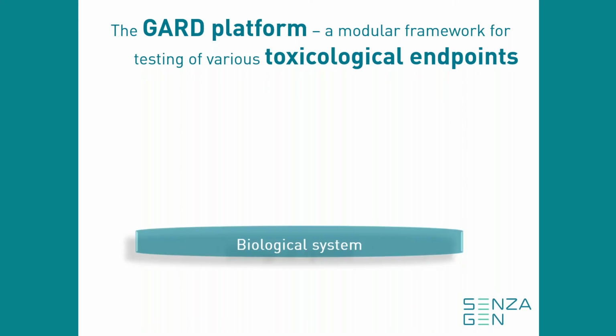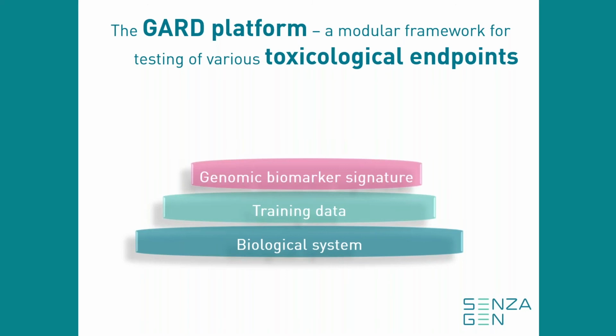They comprise a relevant biological system. They comprise training data that is used to find the genomic biomarker signature, which comprises the relevant genes that we look at in our biological system. And on top of that, we also have a prediction model that is based on pattern recognition and machine learning. I would like to go into these different modules in more detail later on in this presentation.